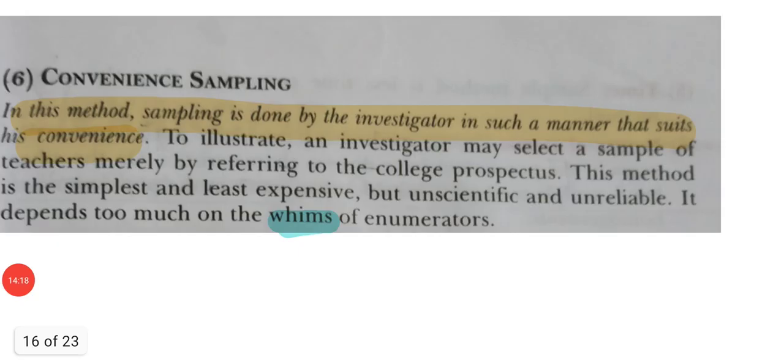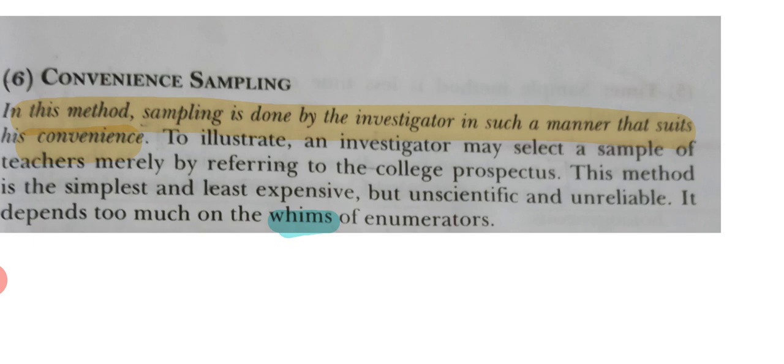Next is convenience sampling. What is convenience sampling? In convenience sampling, the items are selected according to the convenience of the investigator. So this is completely dependent on the wish of the investigator or enumerator. Whim means the wishes or desires of the enumerator.